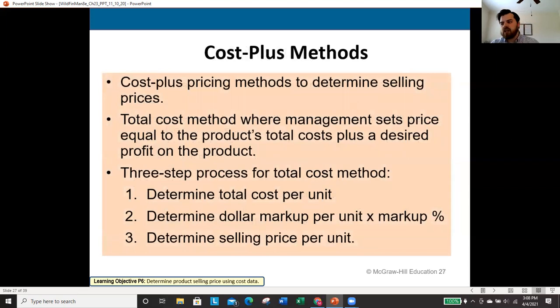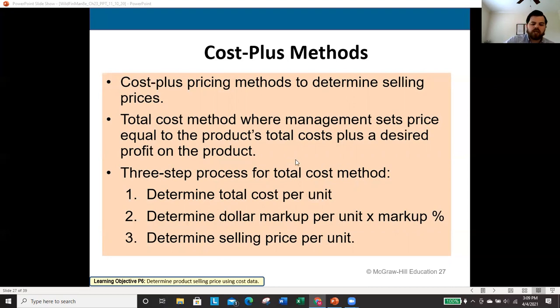But our first method here, when we start looking at my actual pricing decisions, is what is called a cost plus method. So a cost plus method is very common when companies are price setters. So management will add a markup to cost to reach the desired price. Now, there are several ways to do this. The first is what is called the total cost method, where management sets price equal to the product's total cost plus a desired profit on the actual product.